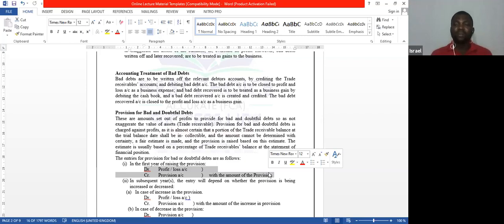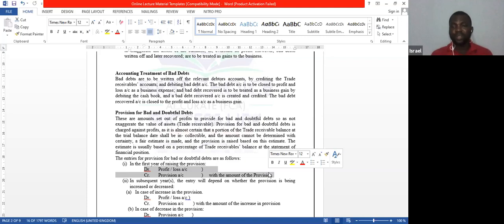Now, in the subsequent year, it's possible that you have two scenarios. You only have two scenarios on that. It can be either an increase or a decrease. For example, let's say in 2018, you make a provision that is 20,000. But in 2019, due to the economy and everything, you now notice that your provision for 2019 will now be 15,000. It means that your provision has reduced. Then you need to account for that, because it's that 5,000 that you're going to use to reduce your trade receivable control account balance. So you need to reduce it.